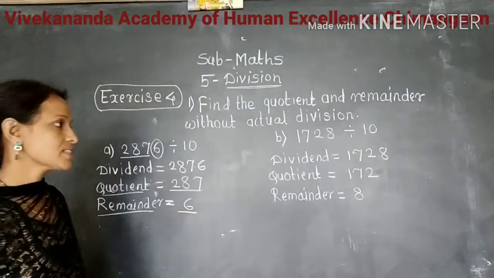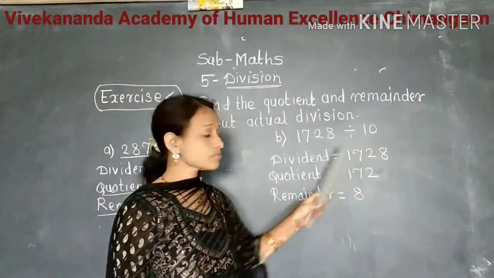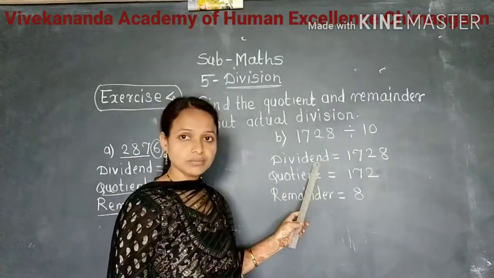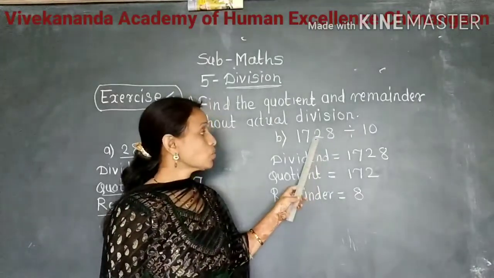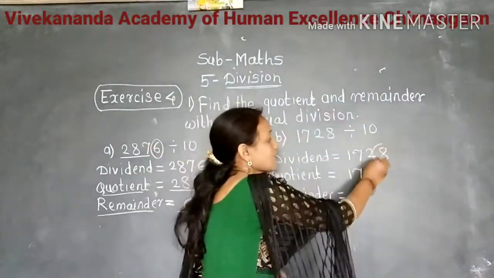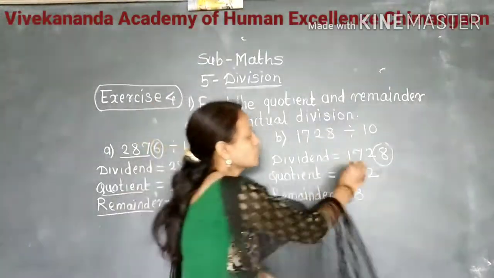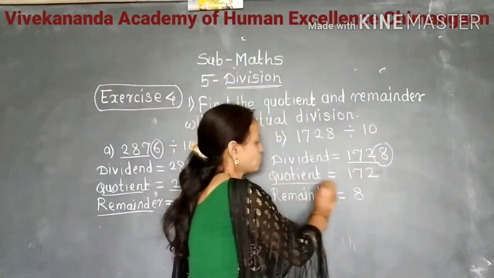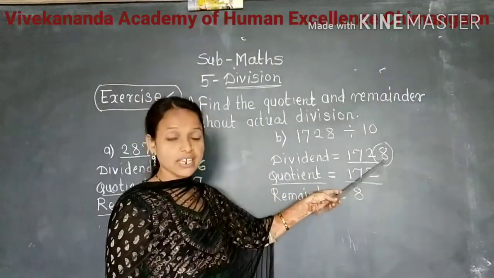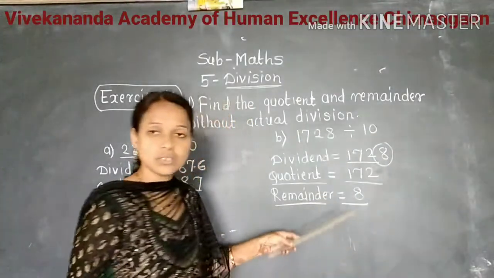Okay. Next example, see 1728 divided by 10. Here 1728 is the dividend. Here also the quotient is obtained by removing the one's digit. The one's digit is 8. So we get quotient 172. Look here. By removing the one's digit, and the removed one's digit is the remainder. So the remainder is 8.